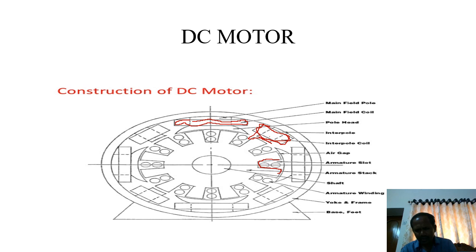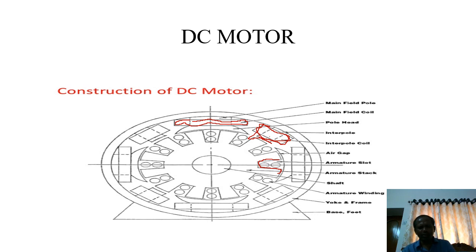Armature winding. So this is a shaft, and the upper part is the yoke or frame. This is the base of the machine. So all these parts are on a DC motor. Their individual functions we are going to discuss here. We already discussed all these parts in the case of DC generators, right?